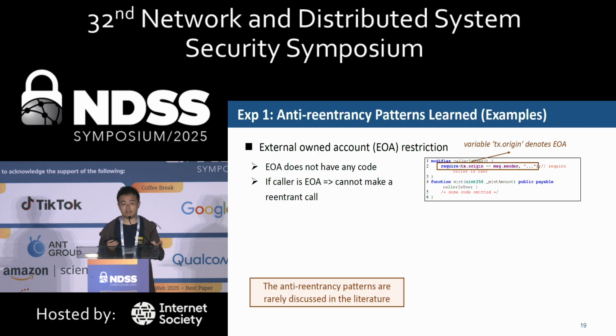One typical pattern is EOA restriction. EOA refers to externally owned accounts, those without any code. So if the attacker is required to be an EOA, they do not have code to perform reentrancy attacks.